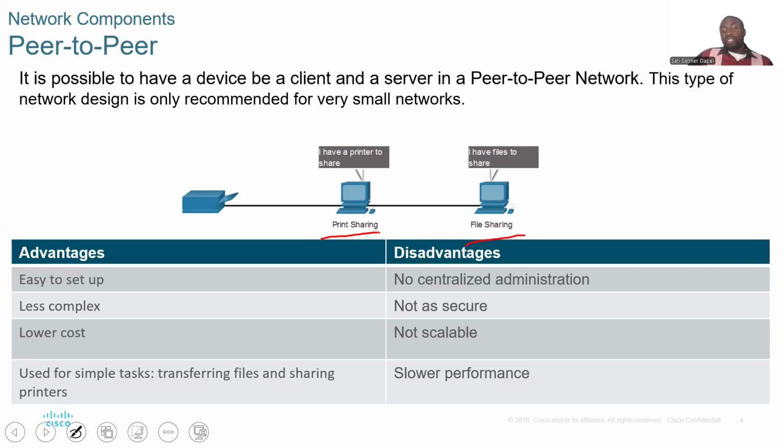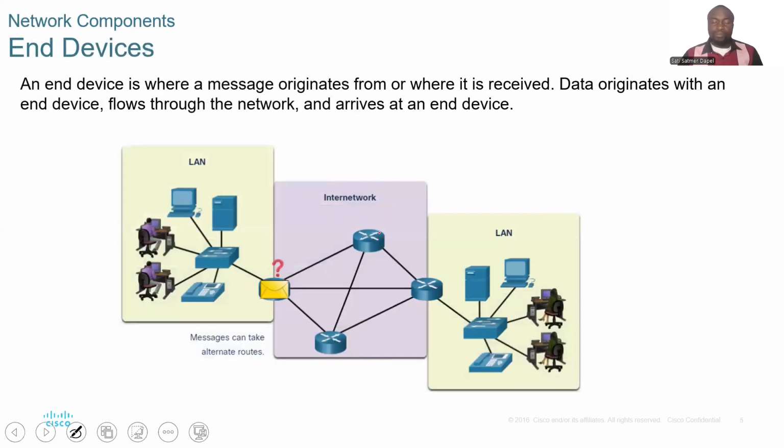The disadvantage is that there is no centralized administration, especially when you have multiple devices in question. And it's not as secure as expected. And it's not scalable. Not scalable means that peer-to-peer cannot expand. You are just forming two systems and connecting them together. But once you begin to have 5 systems, 10 systems, 20, 100, 1,000, how then can you set that up? It's not actually good for it. It also has slower performance.